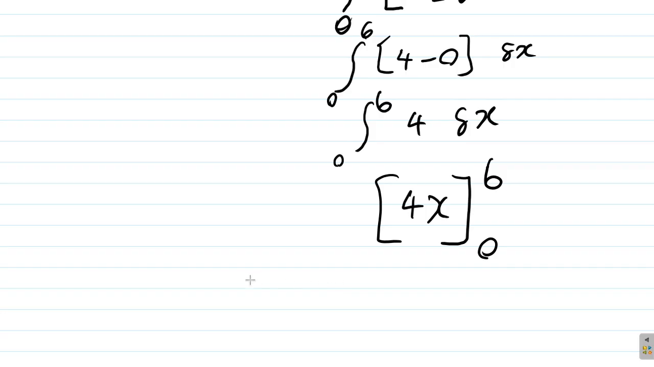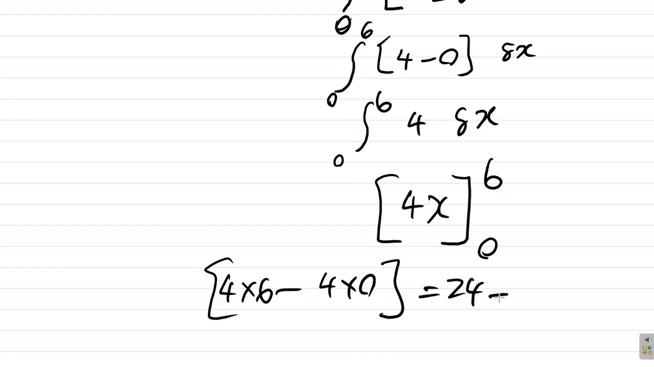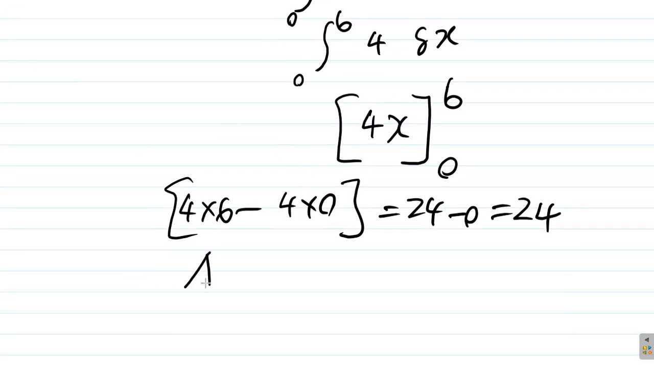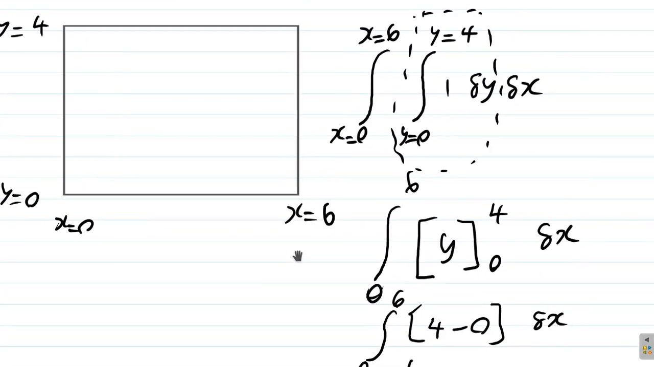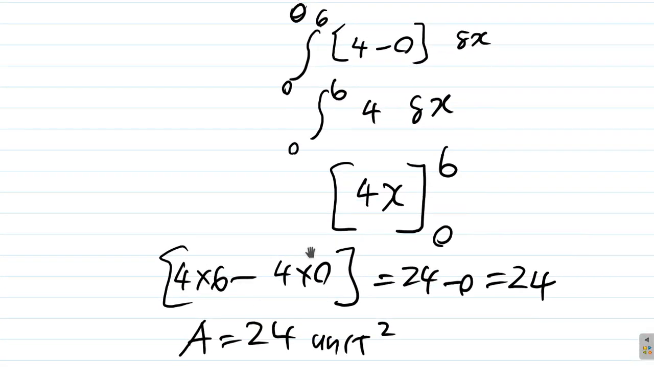Now, the upper boundary is X equals 6, so you say 4 times 6 minus the lower boundary is X equals 0, so you say 4 times 0. So what you're going to have is 4 times 6, 24, minus 4 times 0, 0, which is 24. And the area is 24 units squared. Alright? 24 square units. So you get the same thing as if you had said the width is 6 and the height is 4. 4 times 6, 24. Alright? So we use double integration to do it.